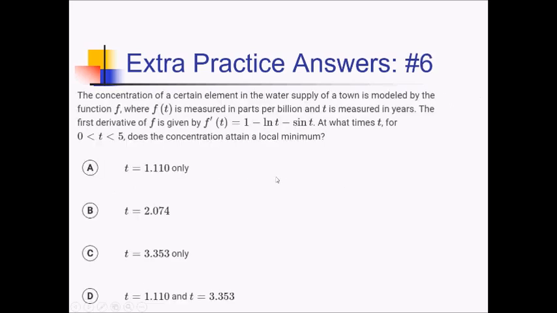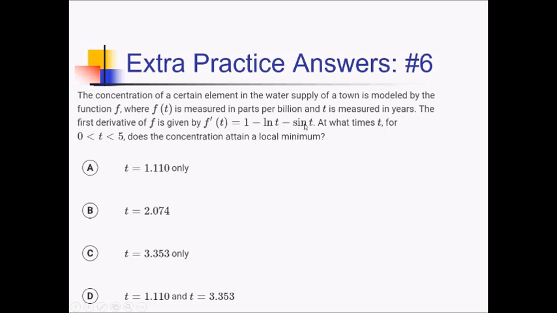On this real-life problem, they're telling us the concentration of a certain element in the water supply of a town is modeled by F, which they're not going to tell us too much about other than it's measured in parts per billion and T is measured in years. But they did tell us F prime is given by this weird logarithmic trigonometric function. Yeah, this is a calculator problem. If you were wondering, look at the answer choices.